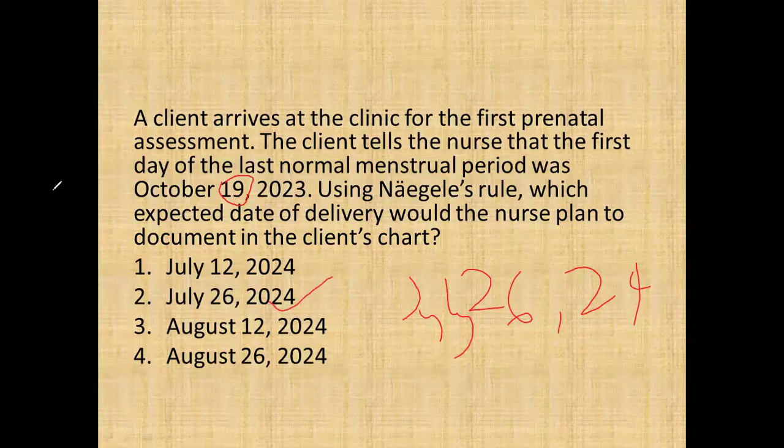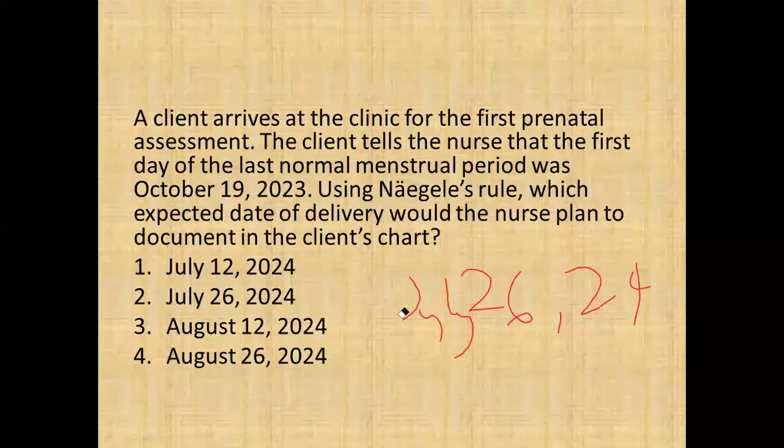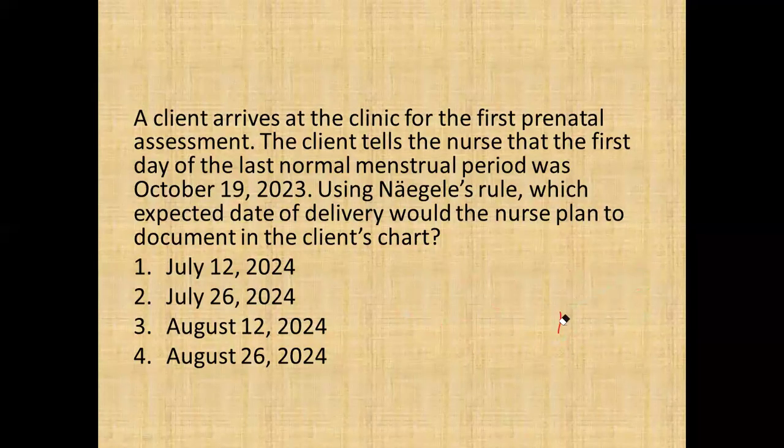And then she used +7 +9. She added 7 days to the first day of the last menstrual period, which was on 19th, and then she had 26. And then she counted 9 months forward from October, and that gave her July the following year, which was 2024. Anyone else too? Okay, so who is also using the other method, where you have to subtract?